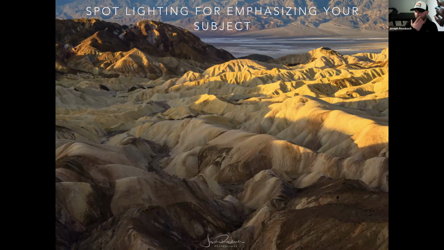I like to use spotlighting quite a bit when I'm working with my telephoto landscapes. You can see in an image like this, the light is just striking that one small portion of these badlands in California, and it's creating a spotlight effect on the image, which will create more depth and break up the light in the photograph. So you have those shadows and then boom, spotlight right in the middle.